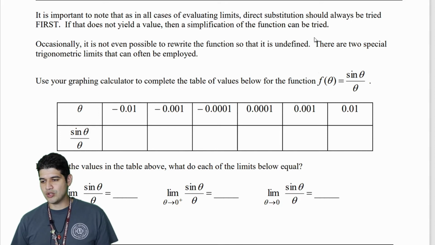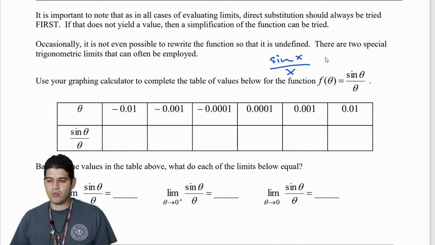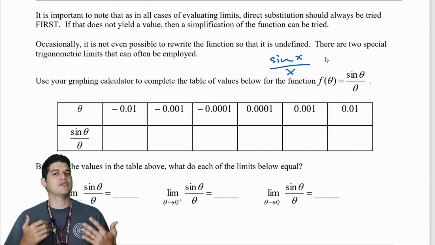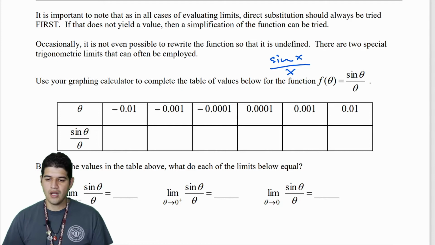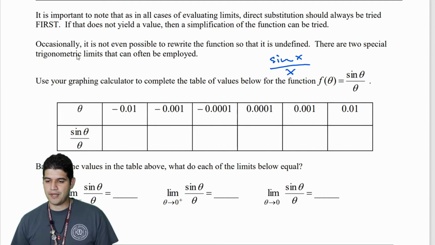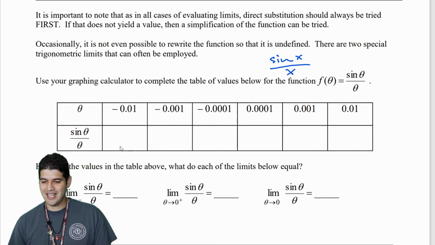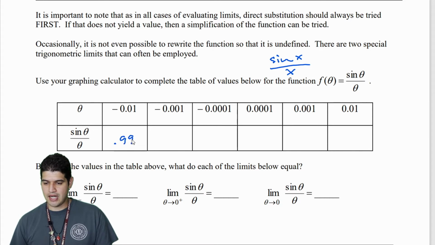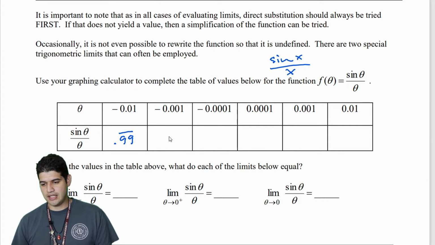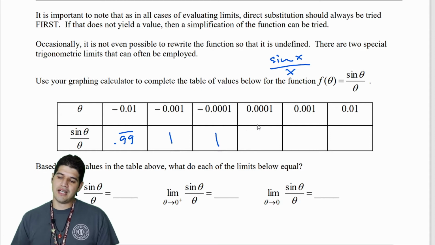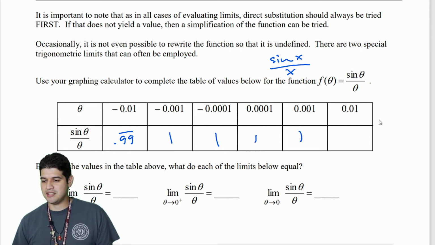If you're looking at most calculators, you can't put in theta, so you could just do sine x on x, something like that. And we're going to pull up the table of values. I've already done this in the back end, but I do want you to follow along and get these values on your calculator as well. In my table, at negative 0.01, I ended up with just about 0.99 repeating. Then as I got closer to 0, the calculator basically just rounded it and said 1 and 1. And then on the upper end of 0, I got 1 and 1, and then at 0.01, I again got 0.99 repeating.